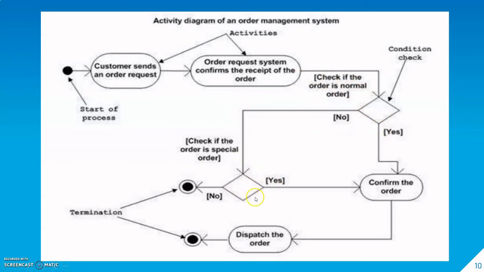We can perform condition checks wherever it is possible. And here the activity flow is being forwarded to one activity. So there are no concurrent processes happening, and there are no parallel processes also happening.